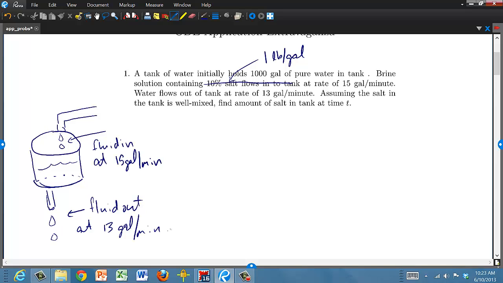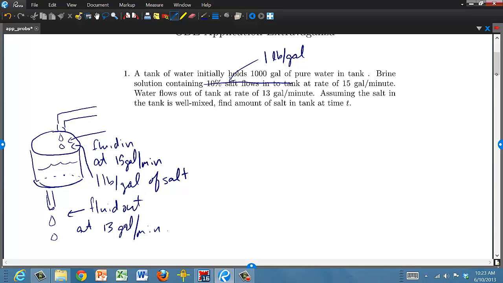All right, and you know how much salt is in the inflowing solution. You know that there's 1 pound per gallon of salt in this solution up here. You, of course, don't know how much salt is leaving at a given time. Okay, so we'd like to write down an ODE to describe this situation.